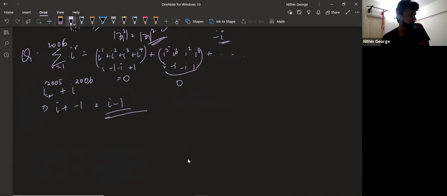Now, what is the conjugate of Z1 equal to 1? What is the conjugate of this?